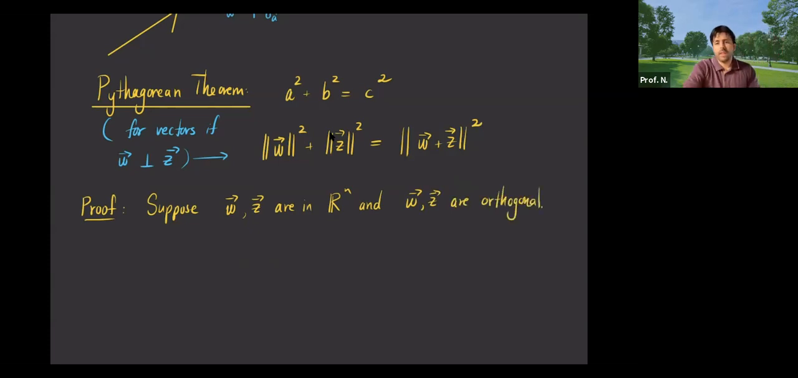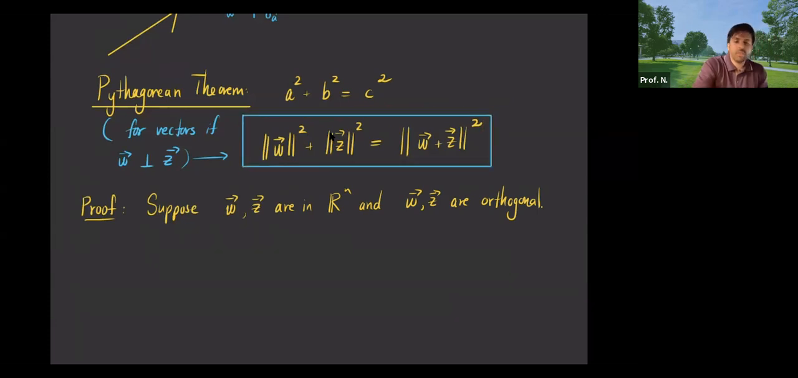Remember how we do this again? We have this equation that we want to prove to be true. We want to show that it's true. And so the idea is to show that the left-hand side equals the right-hand side. So what is the left-hand side? The norm of W squared plus the norm of Z squared equals, what does this equal?